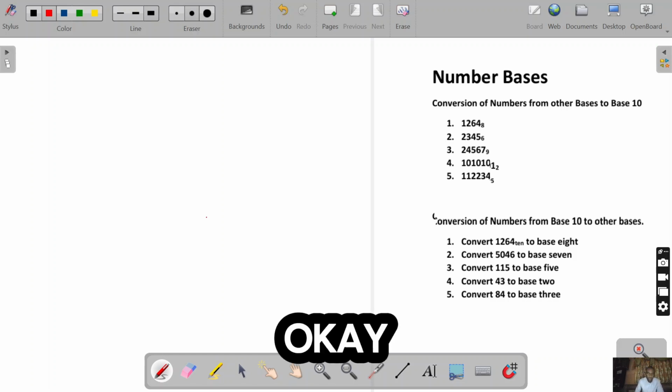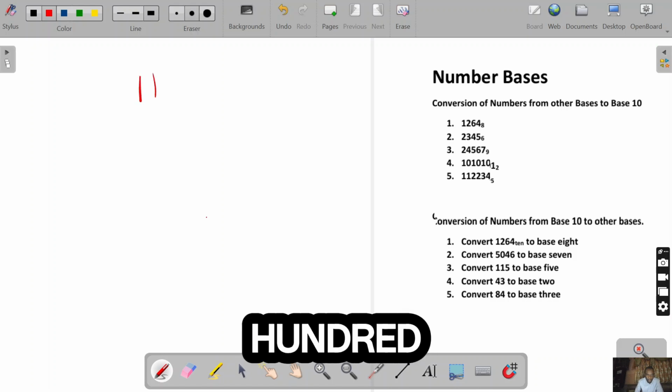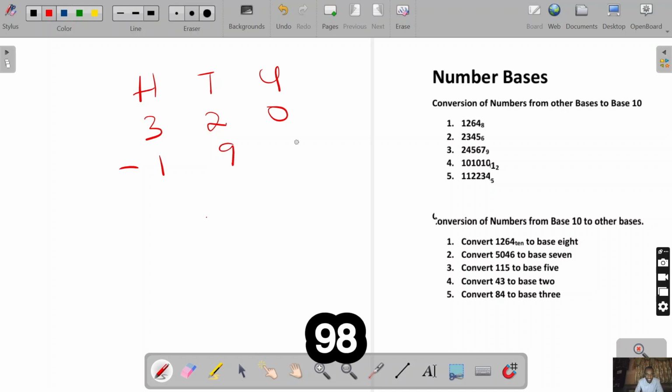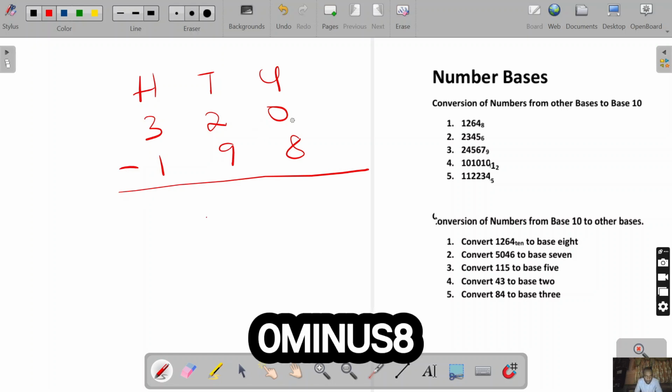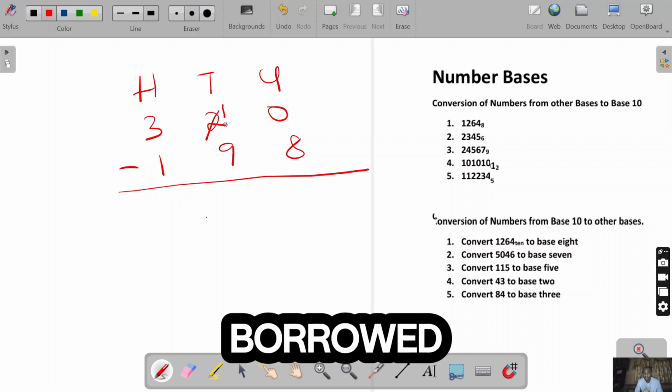Before then, I want us to go through another example. Let's say hundreds, tens and units. We have 320 minus 198. Conventionally, how do we do this? Say 0 minus 8 is not possible. So we borrow 1 from this 2, meaning this becomes 1. I'll be left with 1 here. Don't forget I borrowed 1. That one that I borrowed is 10 because I'm working in base 10.